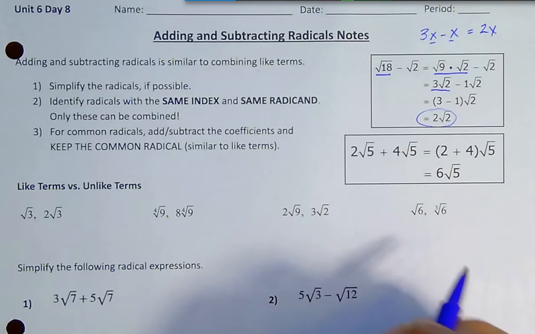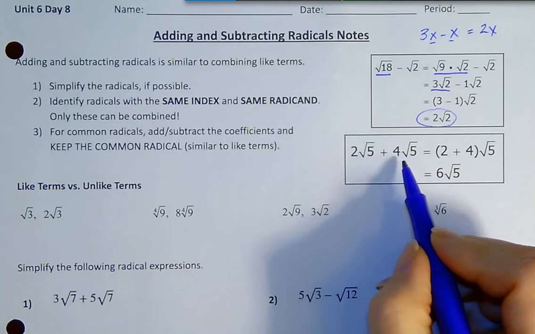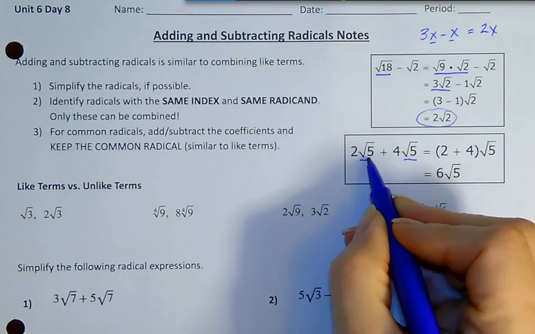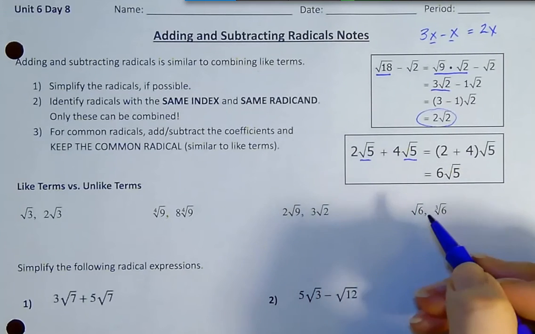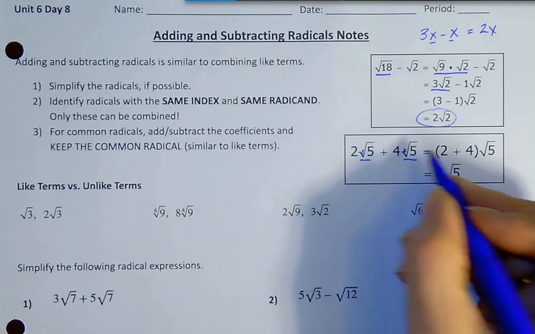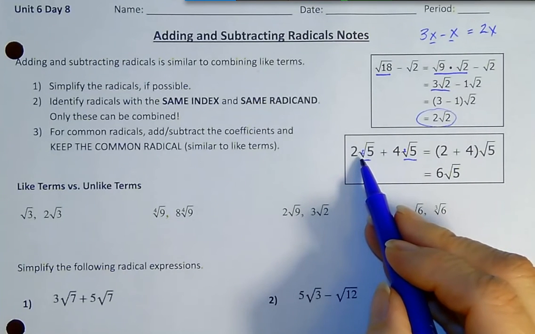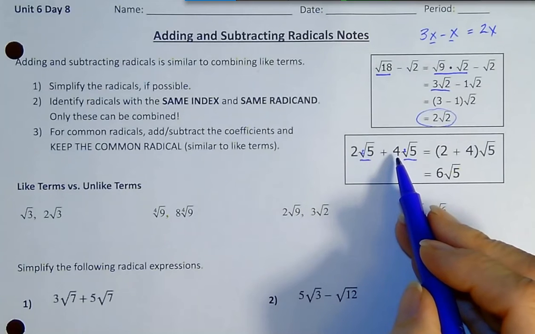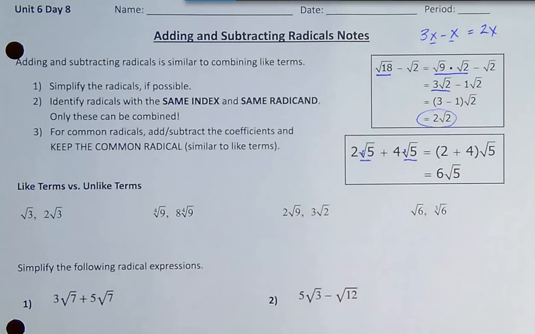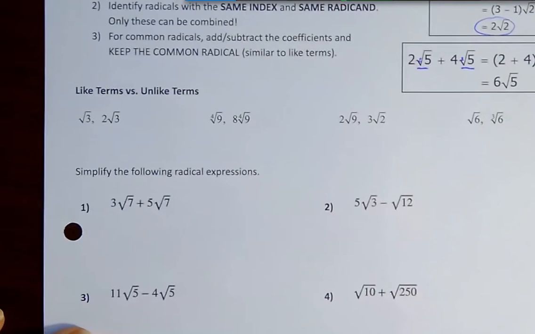Okay. So here's another example. I have 2 times the square root of 5 plus 4 times the square root of 5. I can't simplify those radicals at all, but I'm already looking at the same radicand, the 5, and the same index. They're both square root, so if I wanted my index, of course, my index would be 2 in there. So they have the same index, okay? So I have 2 of these radicals, 2 roots of 5, and then I'm going to add 4 more roots of 5. So if I had 2 and I added 4 more of them, I now have 6 roots of 5.